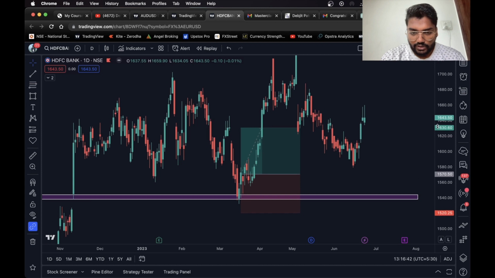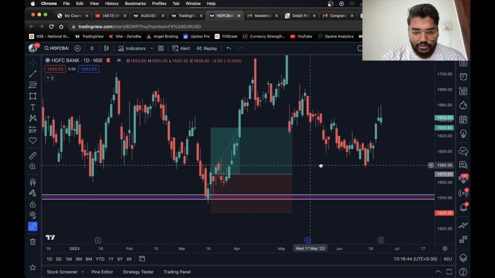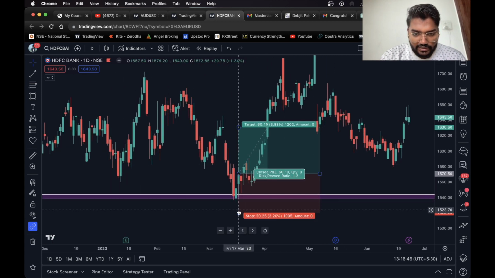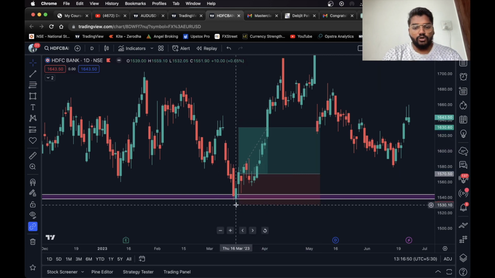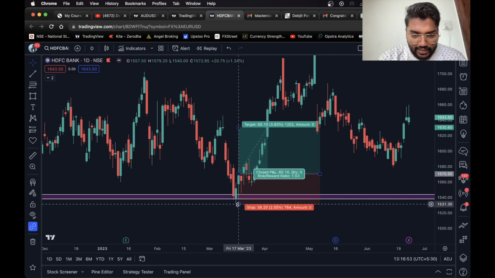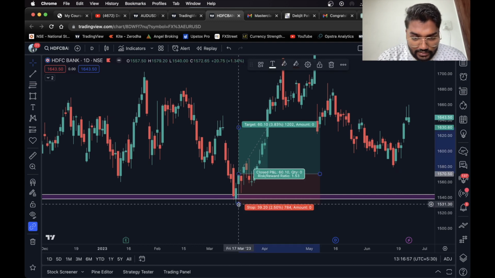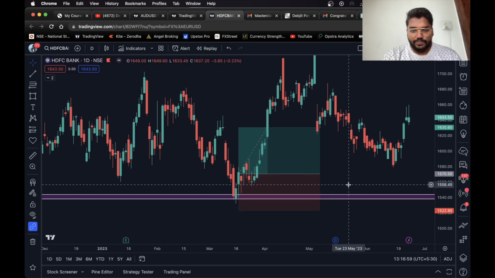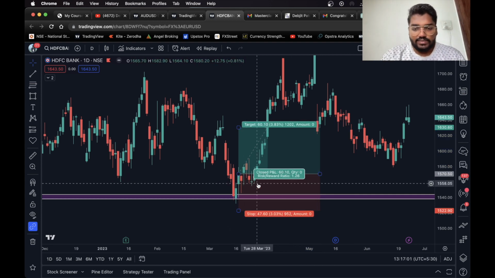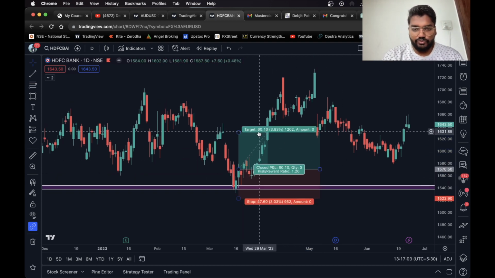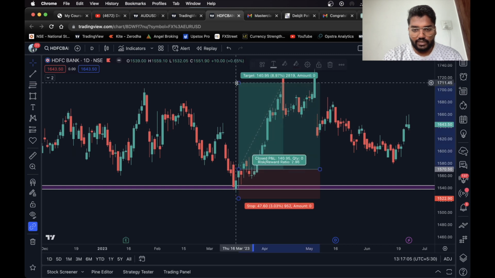Now what I would suggest is that you keep a little bit of breathing space. Don't just put it right there, right where the candle has opened, I mean the lowest part of the candle. Just keep a little bit of breathing space, and that is how you can place your stop loss. I'll give you a few more examples so that it's easier for you to understand.